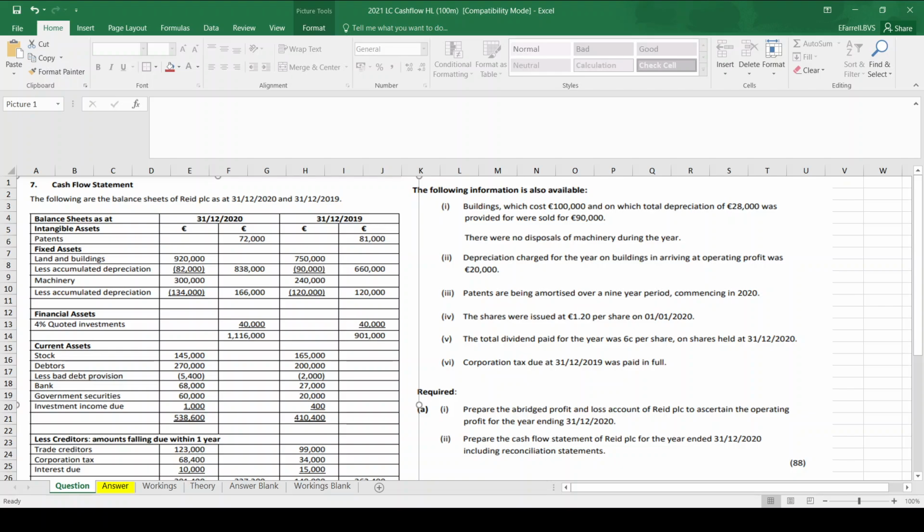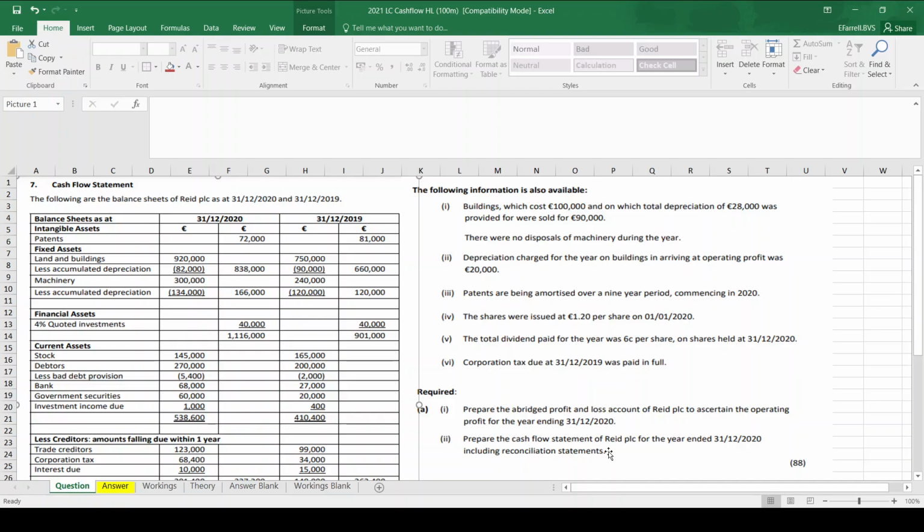Hi, today we're going to have a look at the 2021 Leaving Cert higher level cash flow question. With all cash flows, we're given a balance sheet for this year and the previous year, and we're given some additional notes, and we're asked to prepare the abridged profit and loss and to prepare a cash flow with reconciliation statements. Those two statements are the reconciliation of operating profit to net cash inflow from operating activities, and the second one is the reconciliation of net cash flow to movement in net debt.